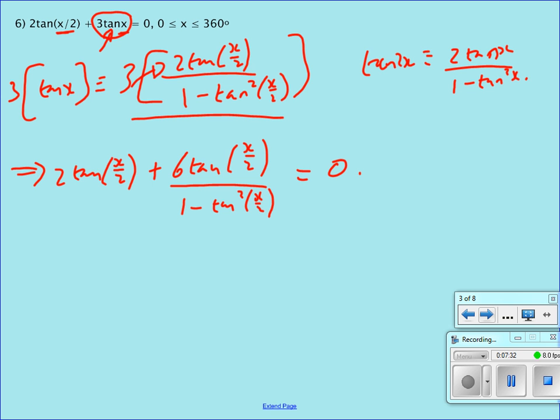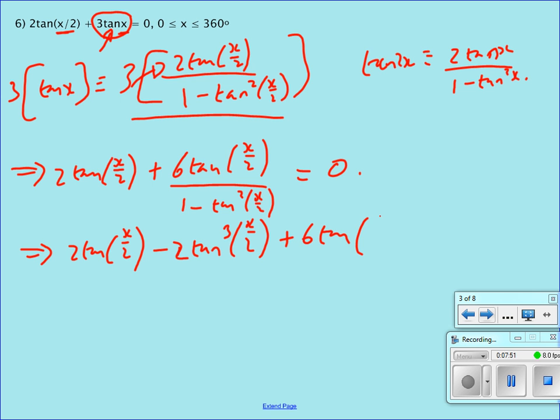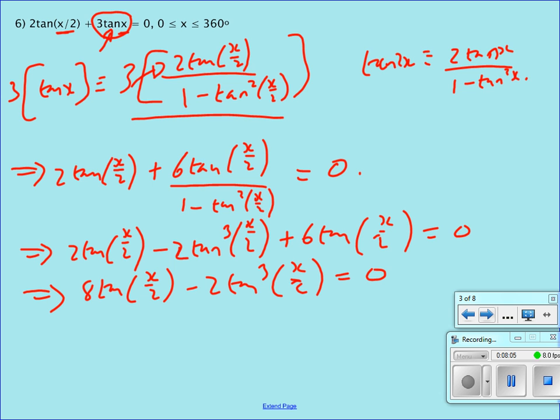Times both sides by 1 minus tan squared x over 2, and I get 2 tan x over 2 minus 2 tan cubed x over 2 plus 6 tan x over 2 equals 0. Simplify this up again. I've got 2 and a 6 tan x over 2, so this is 8 tan x over 2 minus 2 tan cubed x over 2 equals 0.